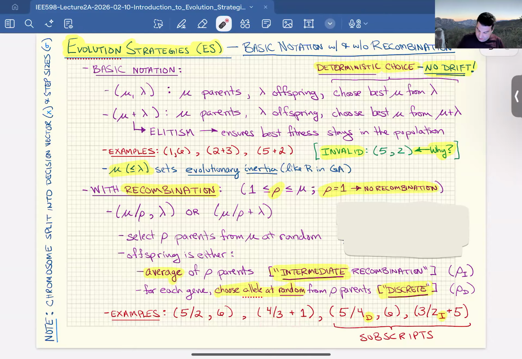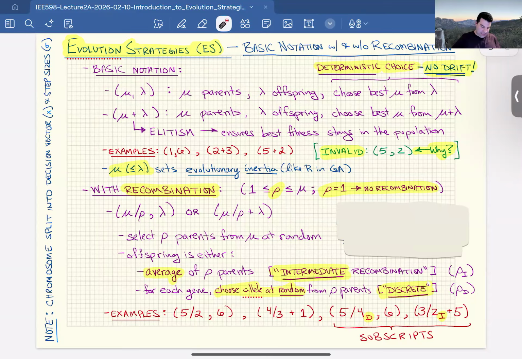The other things you can do is to be more explicit about what type of recombination. So this is saying I'm going to choose 4 parents for recombination, but we're going to do discrete recombination, or I'm going to select 2 parents and I'm going to use intermediate or linear recombination. So that's how we do the basic notation, and we add on recombination.